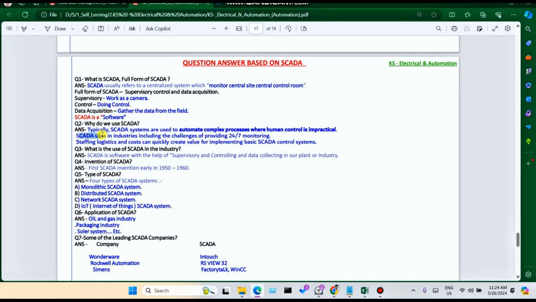SCADA is used in industries that require 24 by 7 monitoring, because the plant works 24 hours, so it is a must to monitor and control the plant by using SCADA.